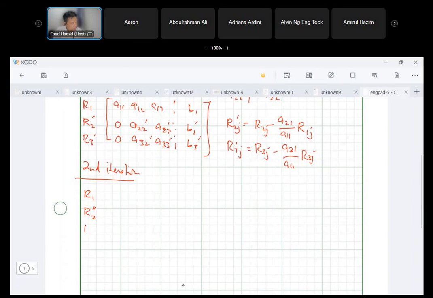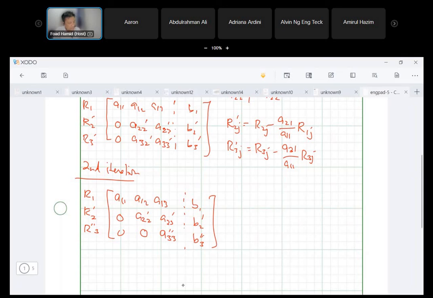R2 double prime, which is after the second iteration. This is only the first iteration. This one is after the second iteration. So this becomes A11, A12, A13. This one is only 0 and 0, A22 prime, A23 prime. Now this becomes 0 and this becomes A33 double prime. And this is B1, B2 prime, and B3 double prime.